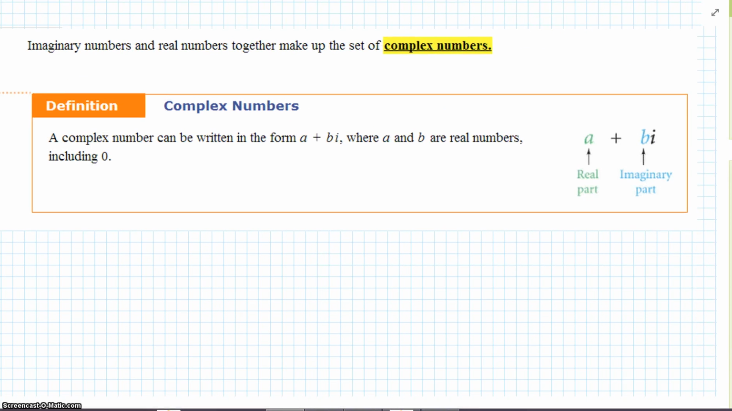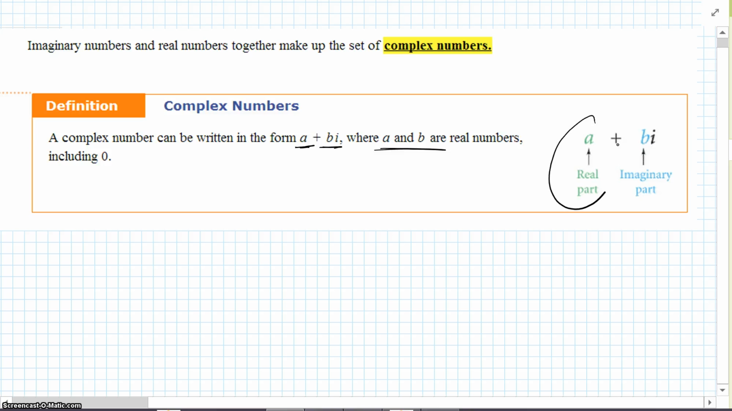Imaginary numbers and real numbers together make up a set of complex numbers. A complex number can be written in the form of a plus bi, where a and b are both real numbers. So you have a real part, which is a, and an imaginary part, which is bi.